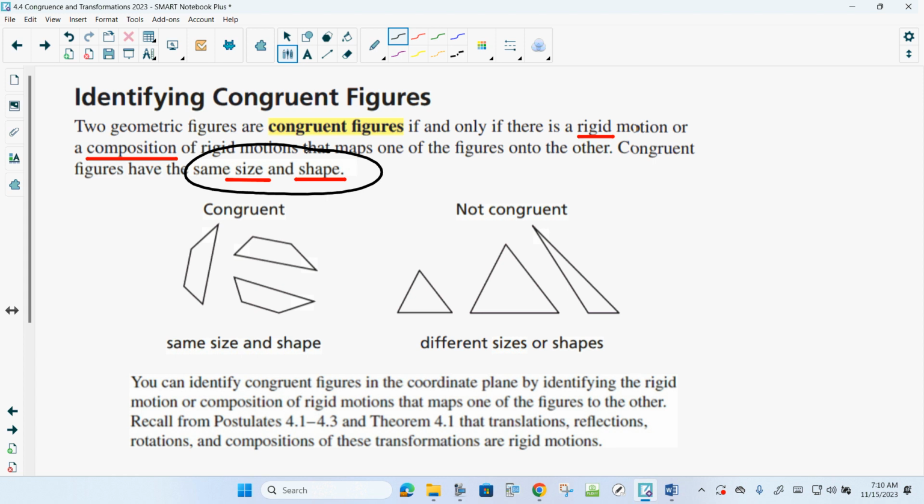If you end up stretching something, making it bigger, again, we'll talk about the dilations and things like that later, and that is not congruent. Now I've changed the actual shape. You can identify congruent figures by identifying a rigid motion or a composition that maps one of the figures onto the other. This is all 4-1 to 4-3. Translations, reflections, rotations, and any composition of those.